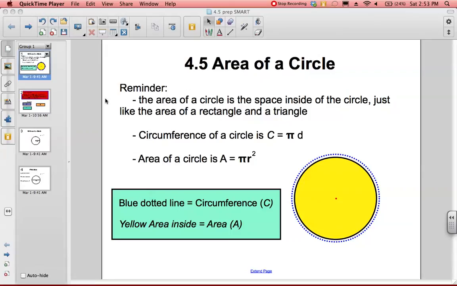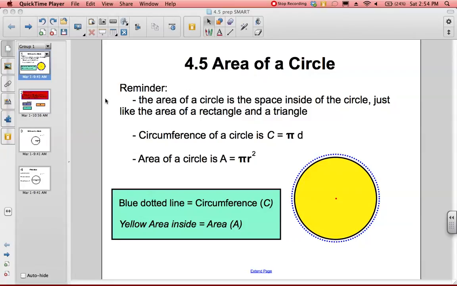If you look at the shape here on the side, the blue dotted line around the outside indicates the circumference or the perimeter around a circle. It'd be like building a fence around a shape. The blue would be the circumference or the fence you'd be building around the circle. The area of the circle is the inside of the circle, indicated here by the yellow area. So if you see the yellow part of the circle, that's what we're focusing on now, not the circumference.